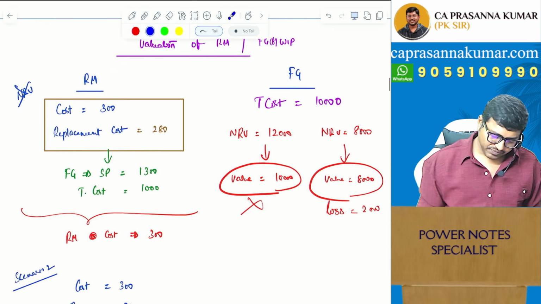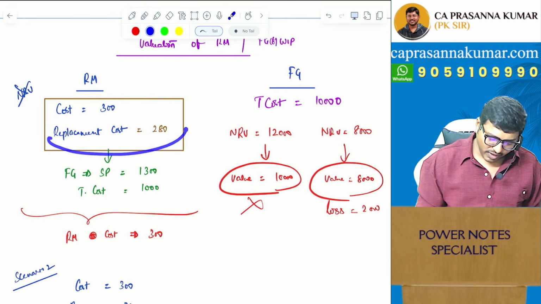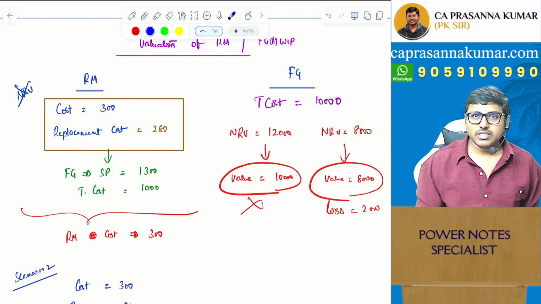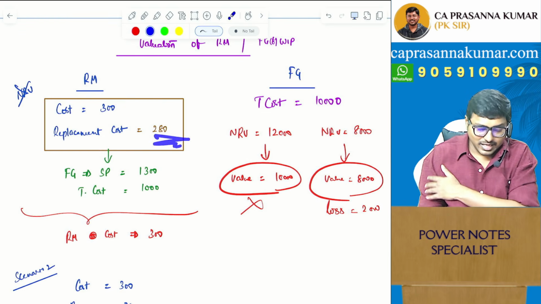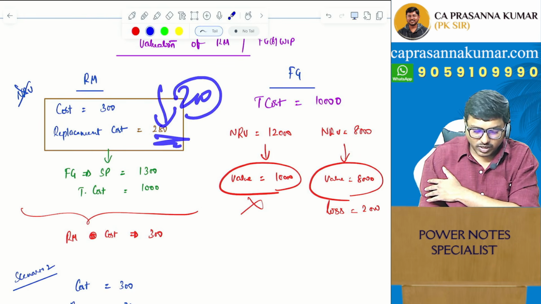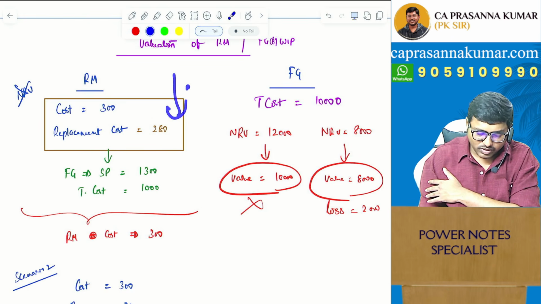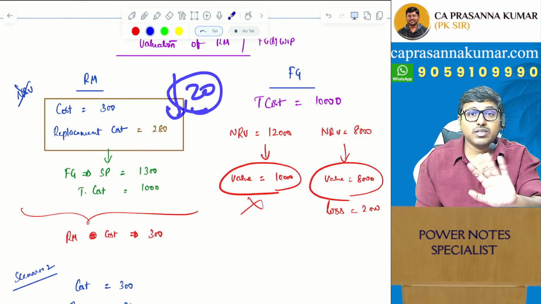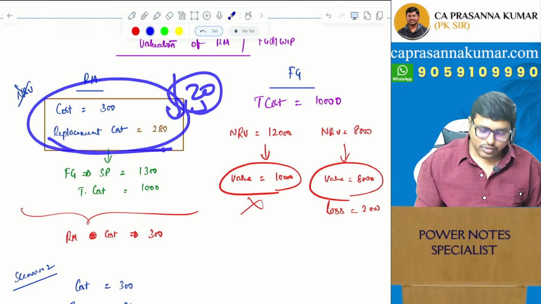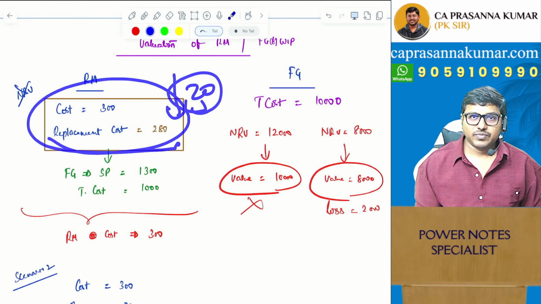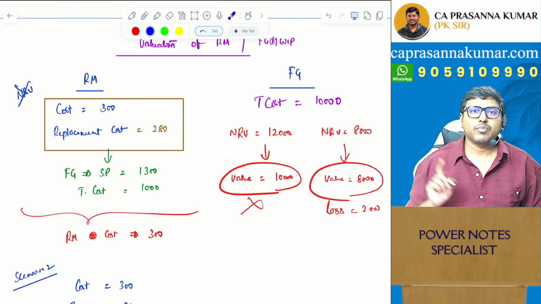Now, to find the value of raw material, straight away you cannot say, "Sir, cost is 300, today it is available at 280 in the market, thereby we'll write down the value of raw material by 20." Like that, you should not decide straight away. That is wrong. To write down the value of raw material, first you need to think from the finished goods point of view.